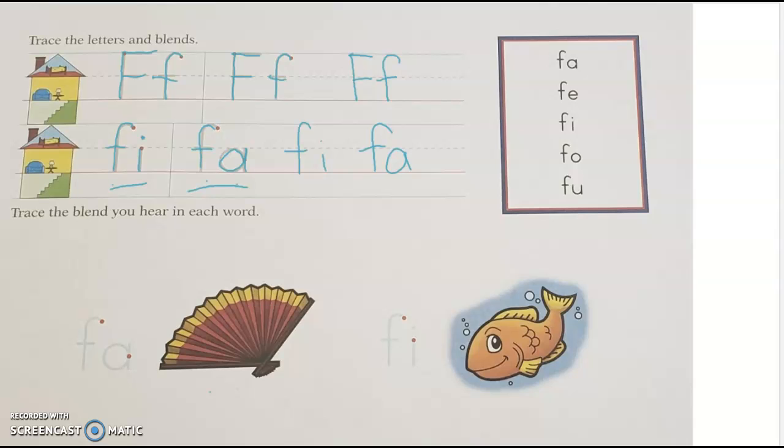This is a fan. Candy cane push across, ball up and a pull down. Fish. Fa, fe, fi, fa.